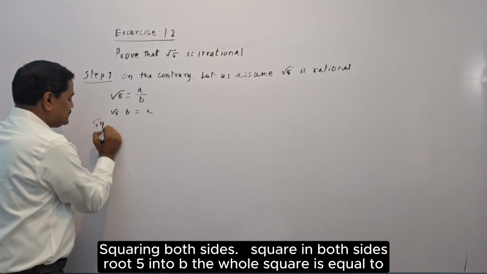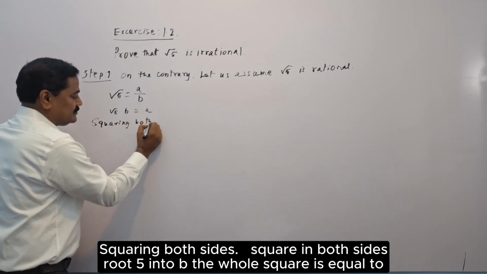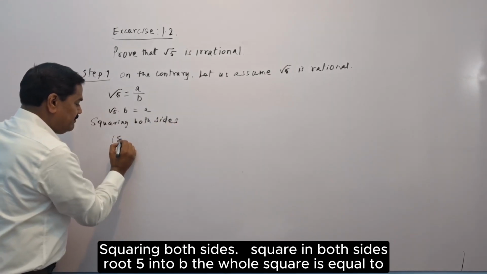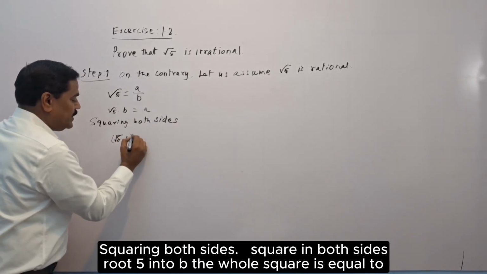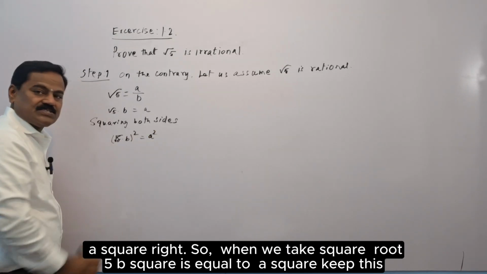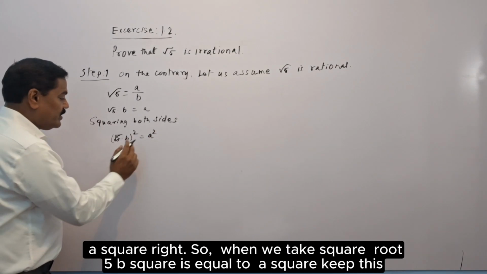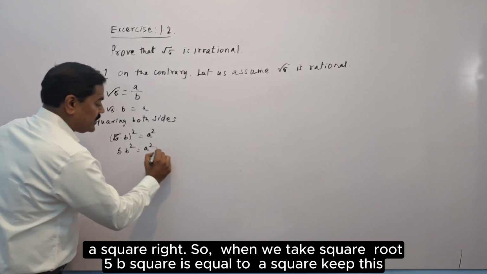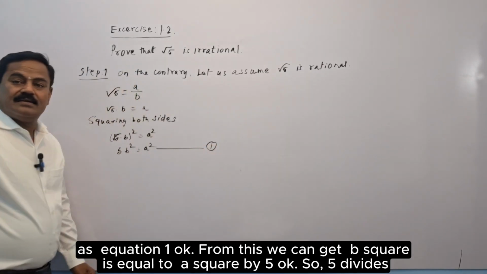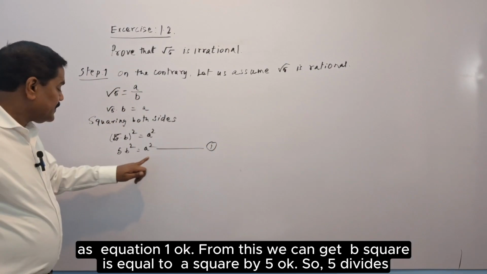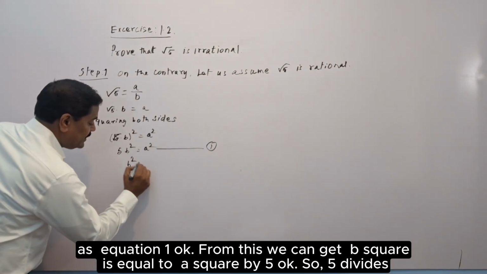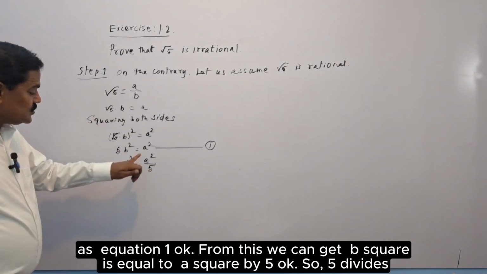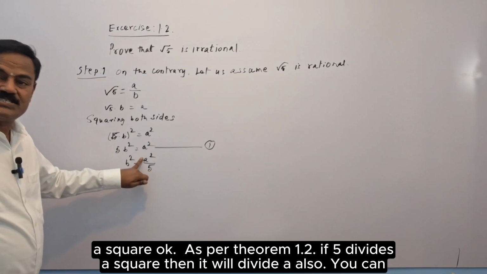Squaring both sides, root 5 into b the whole square is equal to a square. So when we take the square, 5b square is equal to a square. Keep this as equation 1. From this we get b square is equal to a square by 5. So 5 divides a square.